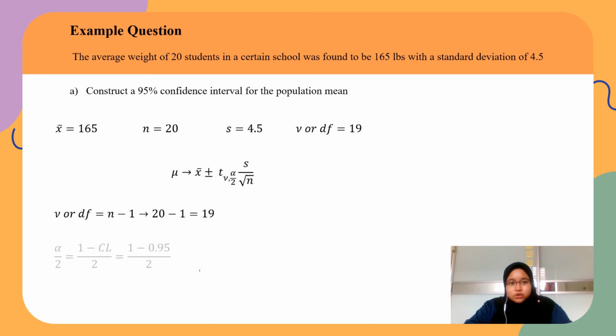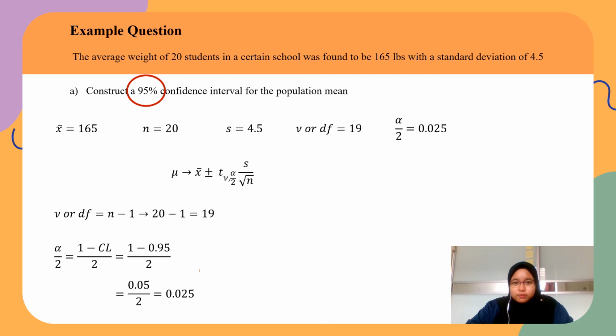Alpha over 2 is going to be 1 minus the confidence level, divided by 2. Now, the confidence level is 95%, but as a decimal, it is 0.95. So the alpha over 2 is 0.025. So in this example, alpha is 0.05, but alpha over 2 is 0.025. So we could determine our t value. So we have 19 degrees of freedom with a one-tail alpha value of 0.025.